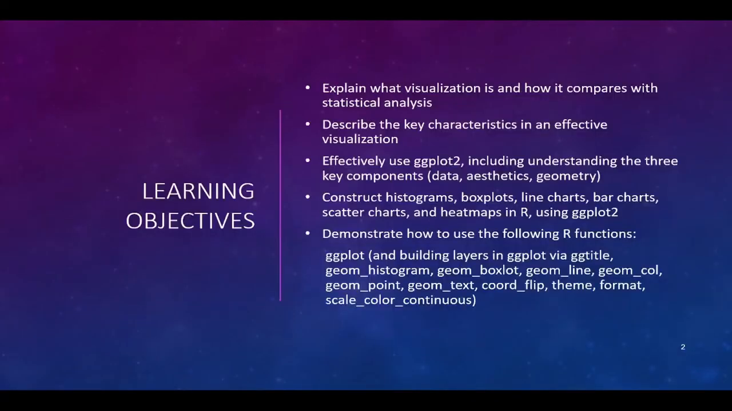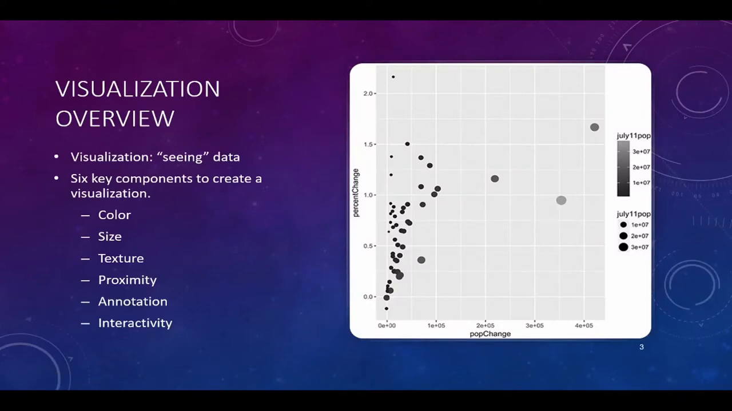So today we're going to talk just briefly about what visualization is and how it compares to statistical analysis and what that correlation is. We're going to describe key characteristics in an effective visualization. We're going to introduce a function called ggplot2, and we're going to learn how to use it and what is all in the background of being able to use that. We're going to look at a bunch of different visualization tools in different types of graphs and charts, and we've got a whole list of new functions that we're going to know going forward. So let's go ahead and get started.